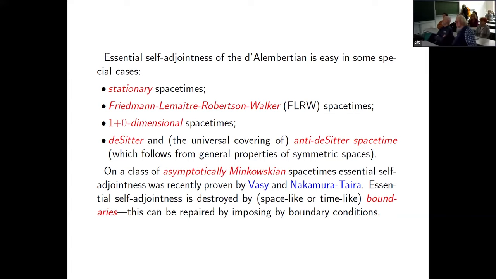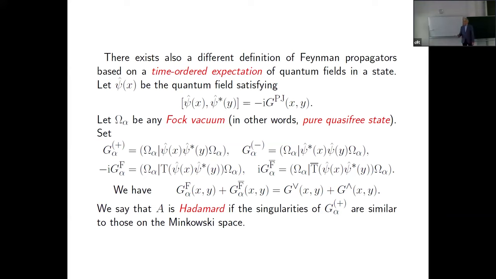Recently, on asymptotically Minkowskian space-times, essential self-adjointness was proven by some strong mathematicians, at least Baji, who was interested after a conversation with me. And this was quite recent, five years ago. So this is one proposal. Now let's try a different one.